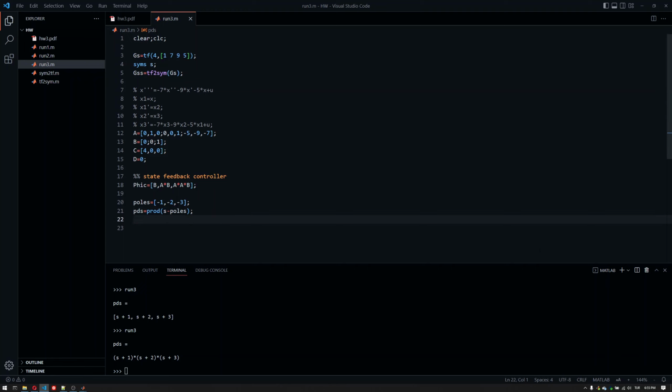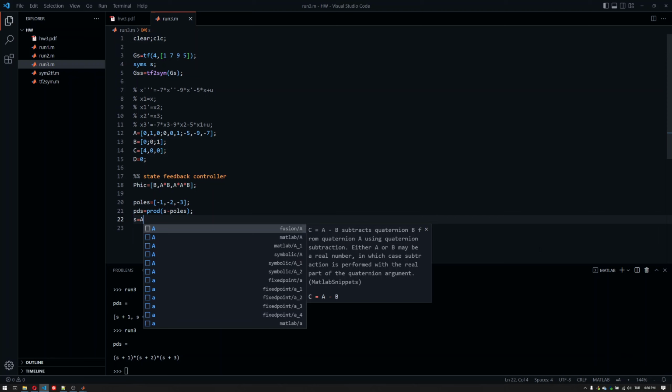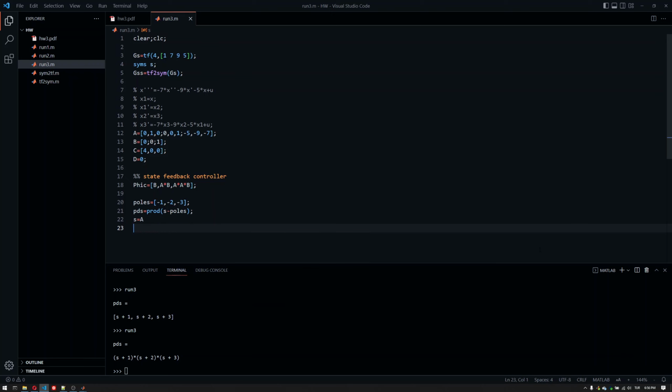Now, I want to substitute in basically S equals A, but the problem here in MATLAB is that if you do this directly, you will get a wrong answer. And the reason for that is that it is possible to add a scalar to a matrix in MATLAB, and that would happen by element adding them together. So instead of doing that, I need to get the coefficients of PDS.